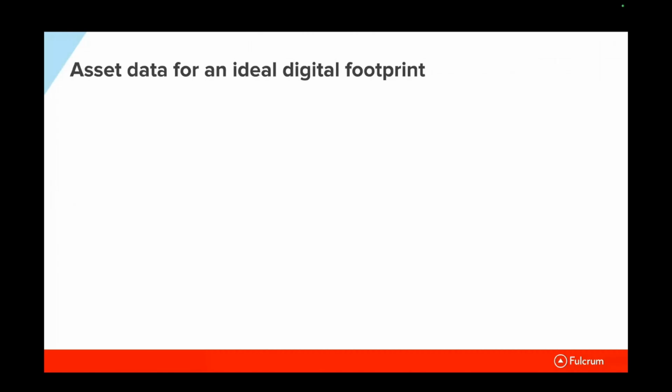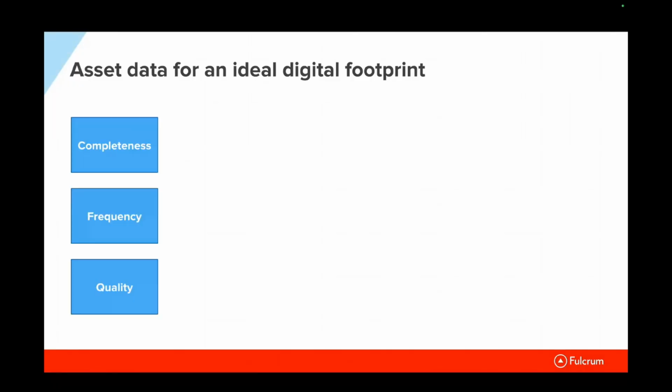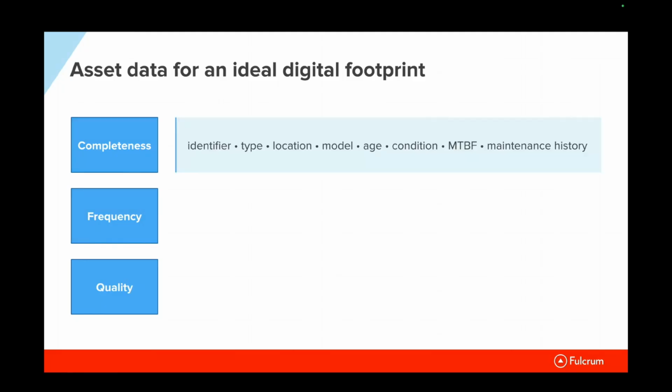When we think about what that digital footprint needs to look like, we need to think about what kind of asset data specifically goes into it. And I want to talk about it across these three dimensions: the completeness of the data, the frequency with which we get the data, and the quality of the data. And dealing with each of those in turn.